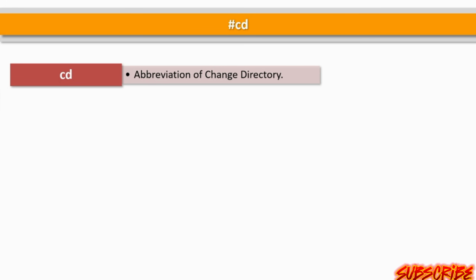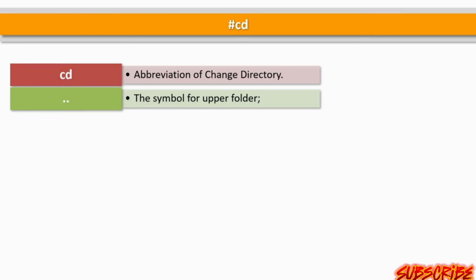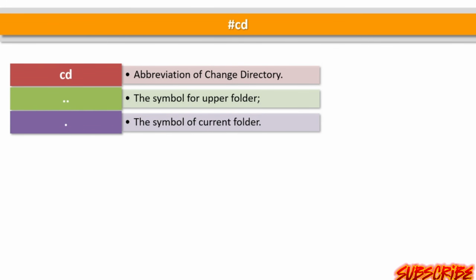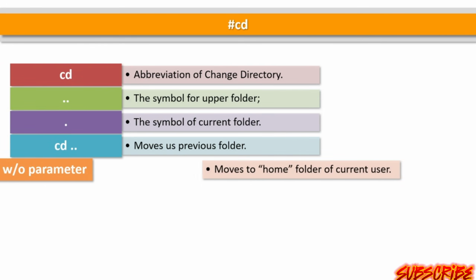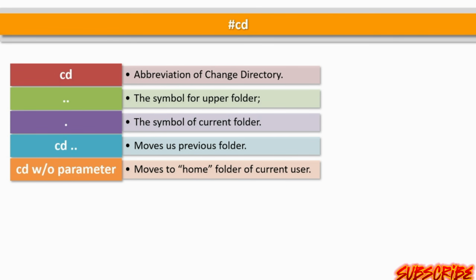And in addition to that, you can change the directory with some special symbols. A double dot is a symbol for the upper folder. A single dot is the symbol for the current folder. So if you run cd double dot, it moves you to the previous folder. If you run the cd command without any parameter, it'll give you the home folder of the current user.